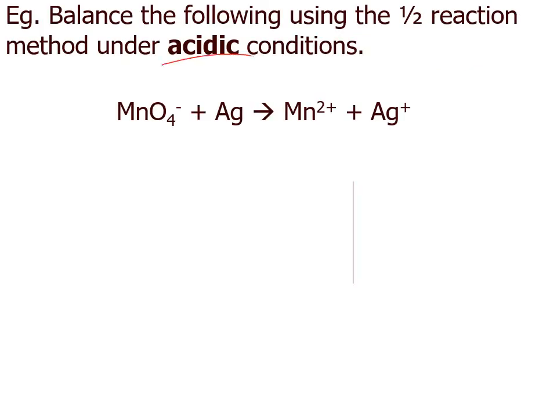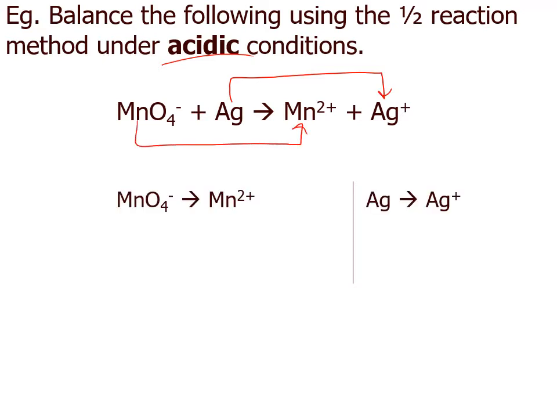This is under acidic conditions, and this one's particularly easy to break into half reactions. We have our silver doing something, and we have our manganese doing something. So we can put our silver on one side and our manganese on the other side, realizing that there is a polyatomic ion on the reactant side here. Now we can see that silver is going to be losing an electron, and we know that oxidation is loss. So this is our oxidation half reaction, and then we have our reduction half reaction.